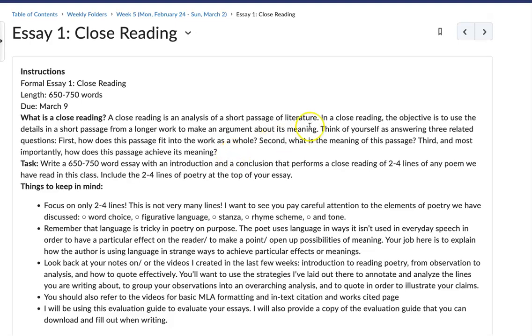So think of yourself as answering 3 related questions. First, how does this passage fit into the work as a whole? Second, what is the meaning of this passage? And third, how does this passage achieve its meaning? And the way that it achieves its meaning is through the details.